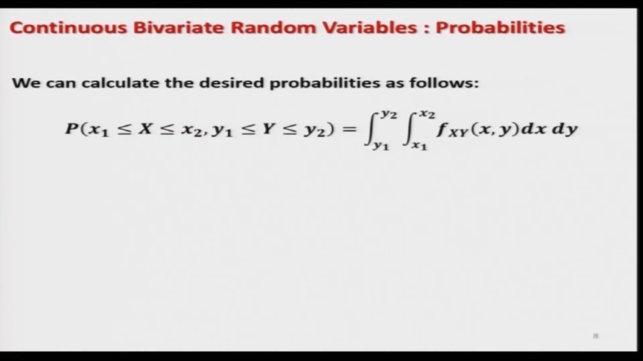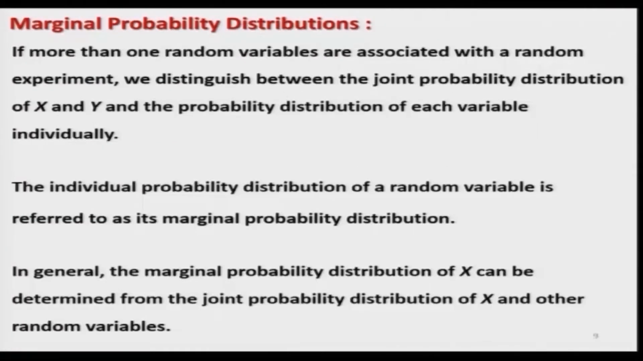So, for example, if you want to compute here the joint probability that x is lying between x1 and x2 and y is lying between y1 and y2, then this can be obtained by the double integral y1 to y2, x1 to x2, f x y dx dy, right, exactly in the same way as you did in the case of univariate CDF, that you used to integrate the probability density function over the values of the random variable. Right.